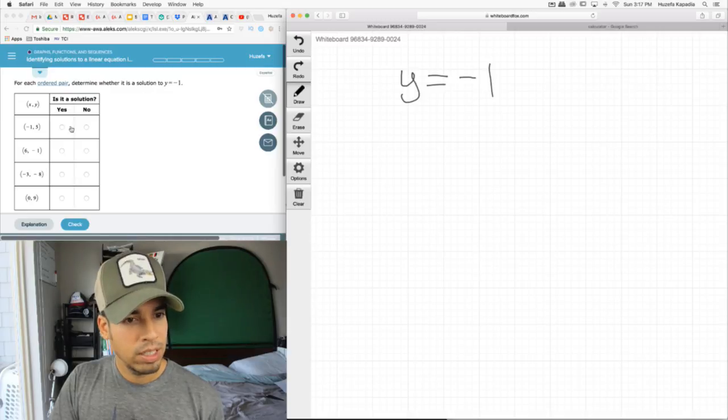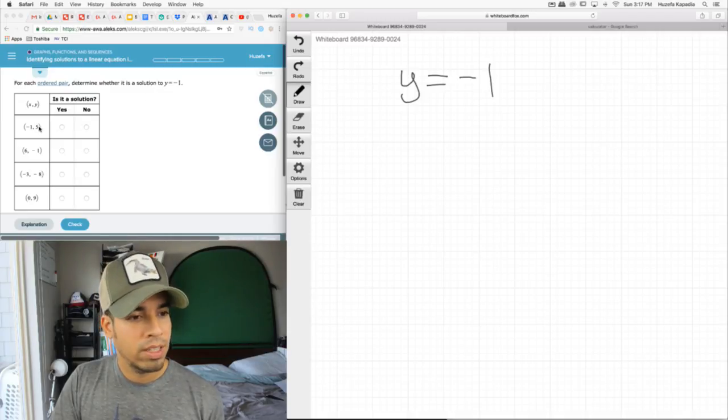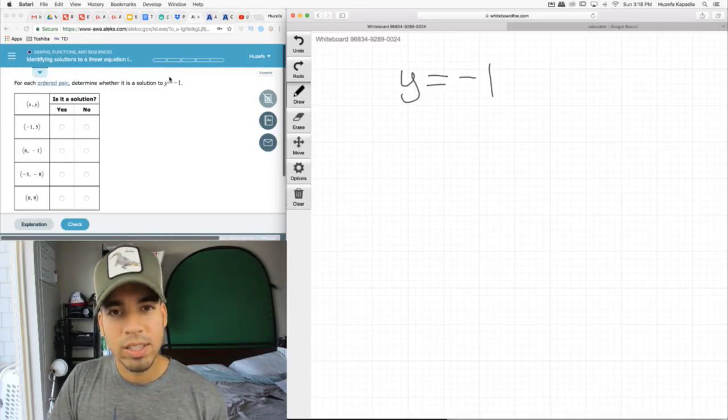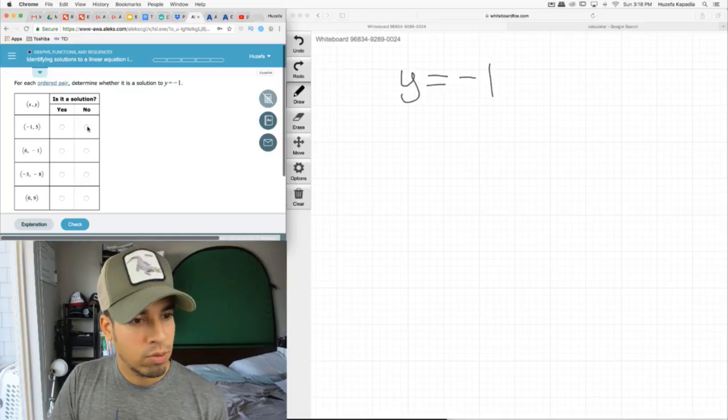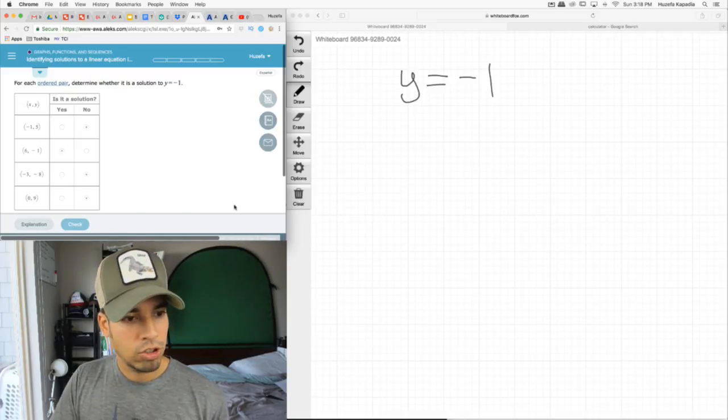I don't even have to plug these values in per se. All I'm plugging in is the y value, and guess what? The y value always has to equal -1 because that's just the equation. So anywhere where y is not -1, right? Here it's 5, here it's -8, here it's 9. Those are not solutions. Only here is it -1. That's the only solution.